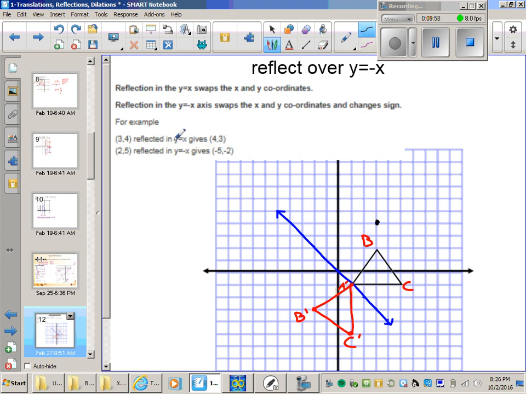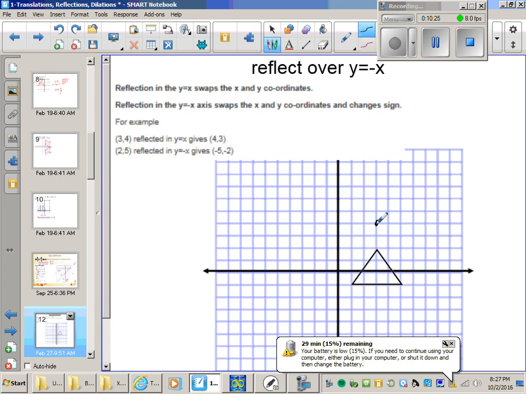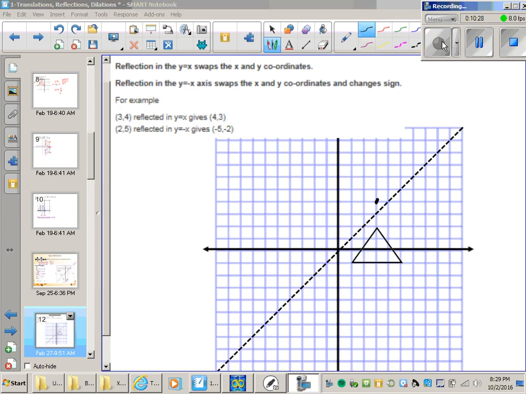And the reflection of that, we're going to switch those. If it's reflected over the line y equals x, you're just going to switch those. Okay, so if we were reflecting that point, 3, 4, the reflection of this point is going to be 4, 3. So over 4, up 3. And notice that it's been reflected across the line y equals x.